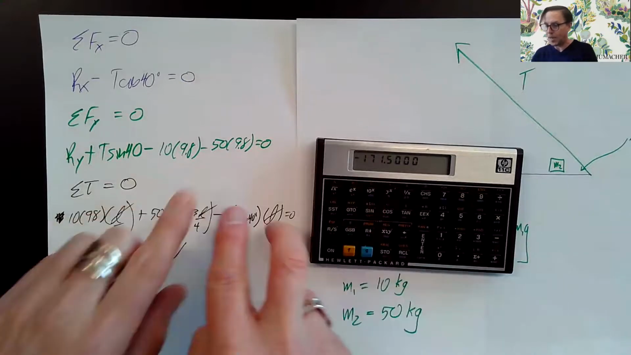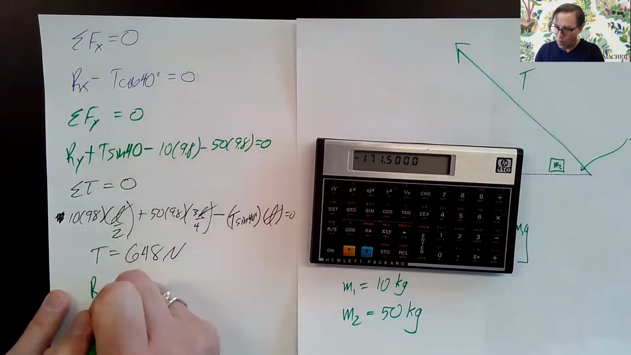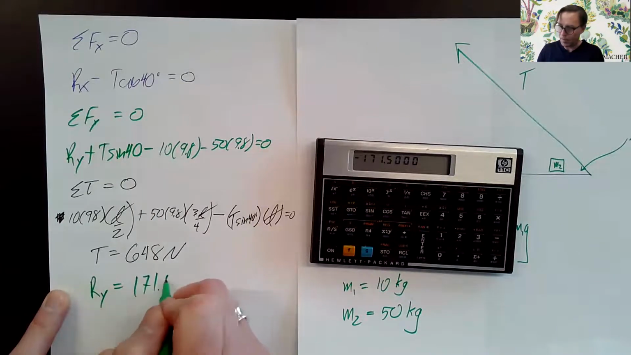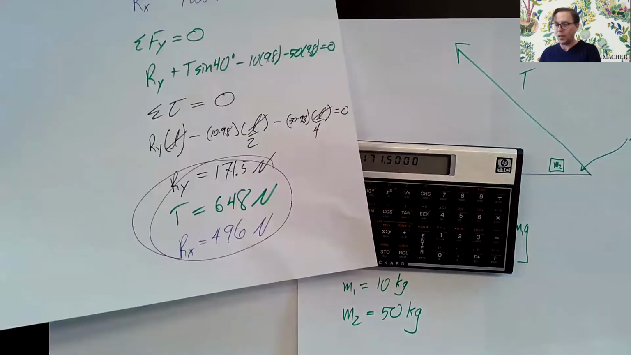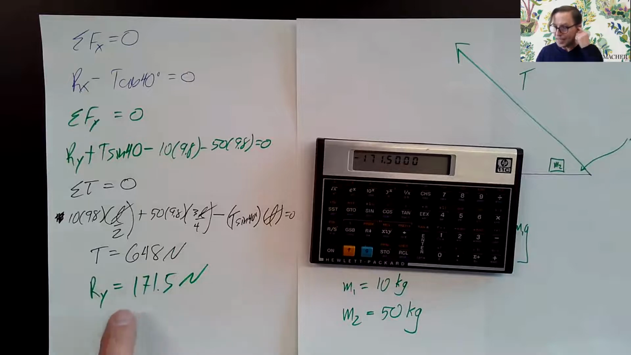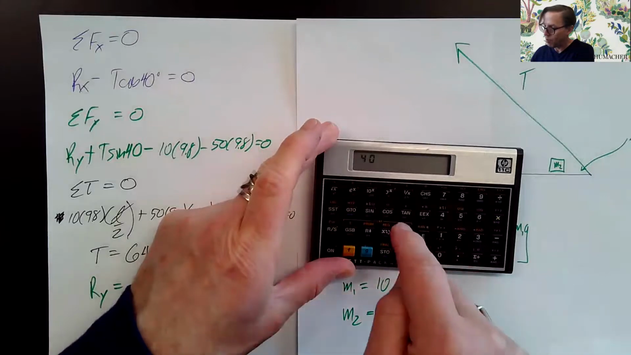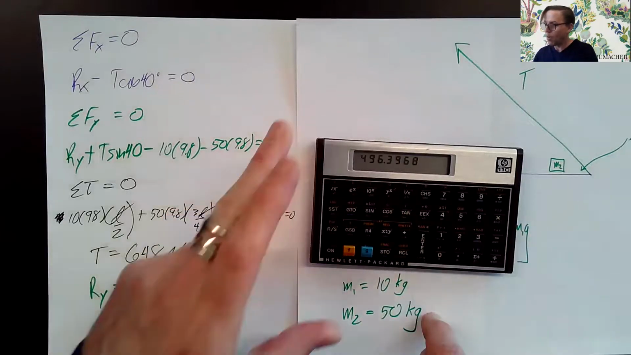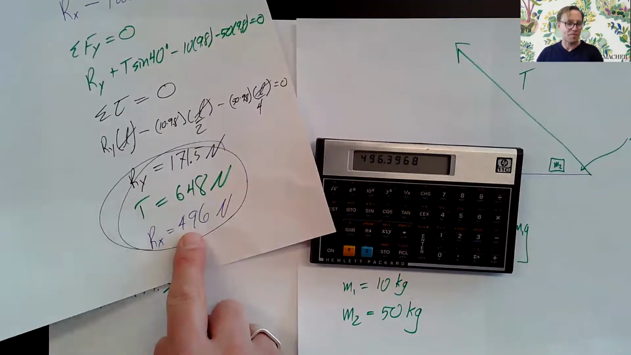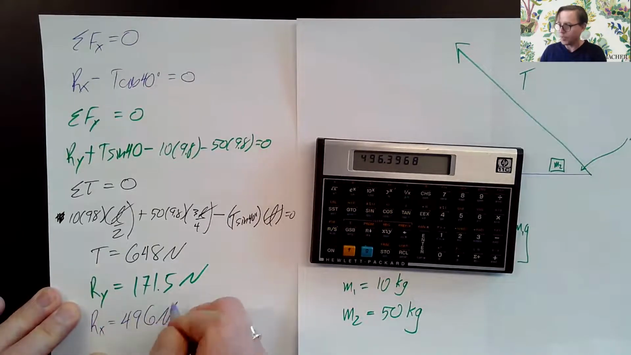And it gave me a negative number, but when I put it on the right, it becomes positive and tells me what Ry is. So Ry is 171.5. Yay. Which is what we got over here for Ry. And then Rx is just T, this 648, times cos 40. 648 times cos 40, 496. Hey, look at that. Rx was 496 before, and we just got Rx equals 496 newtons.